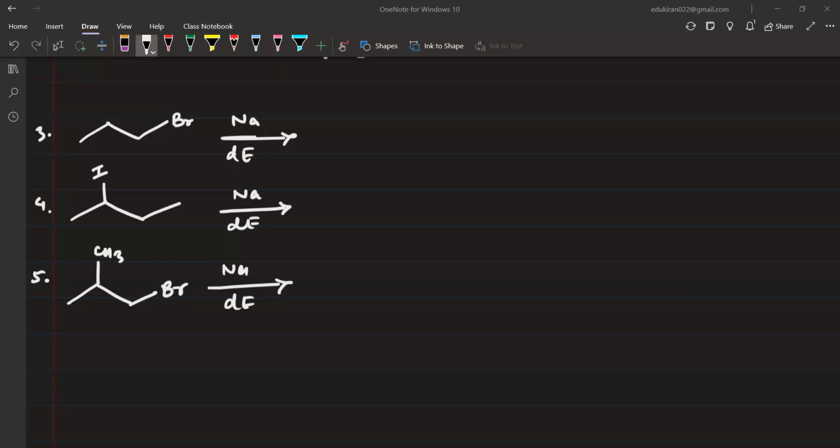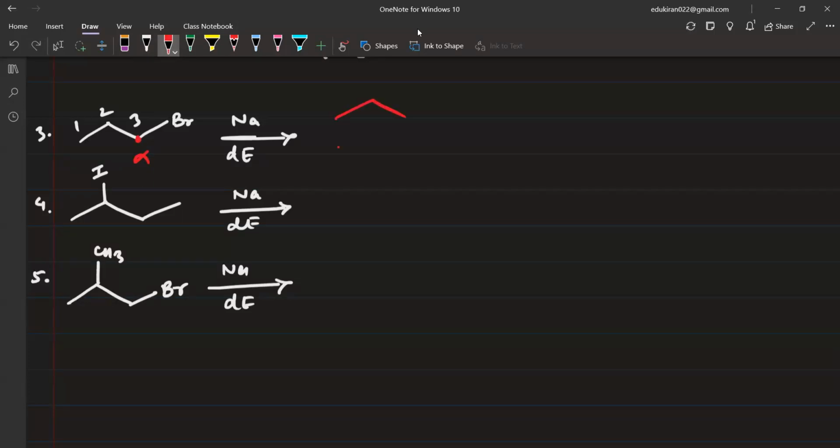You have to join the alpha carbons. Now, see, Mariam, you're making this mistake always. Alpha carbon is not this carbon. This is not alpha. The most important carbon is this carbon atom. That is alpha. The carbon that is attached with the halogen atom, that is the alpha carbon. So in this structure, we have 1, 2, and 3 carbon atoms. This is my alpha carbon atom.